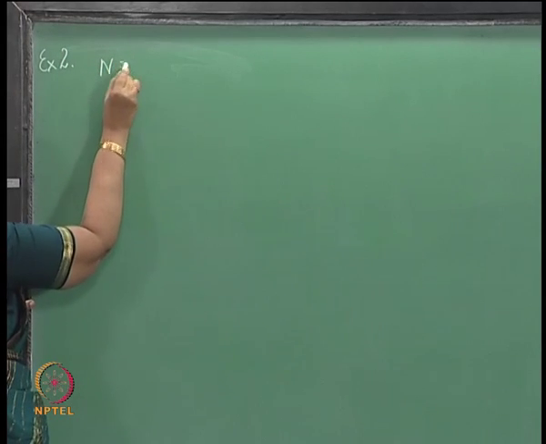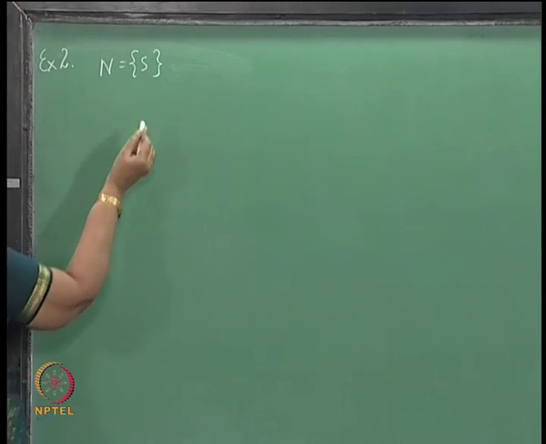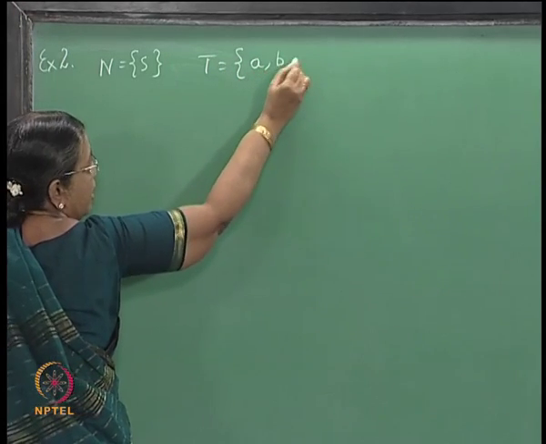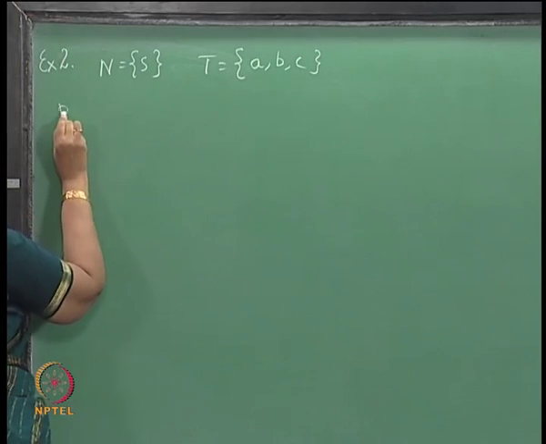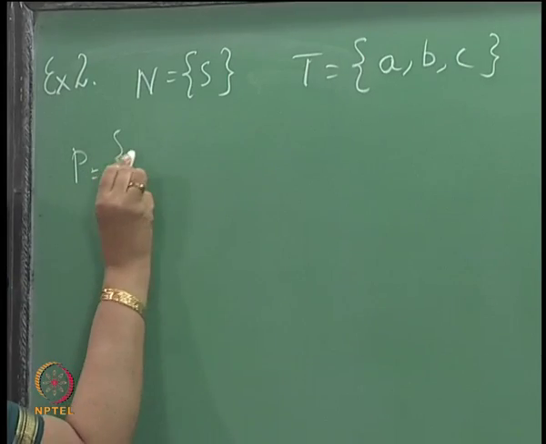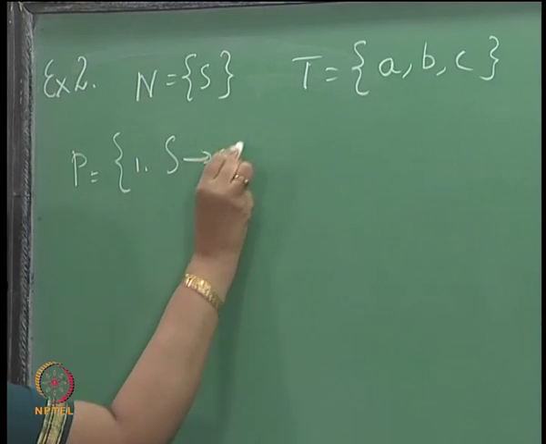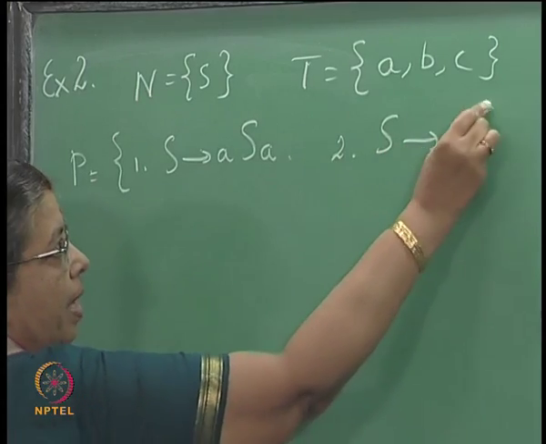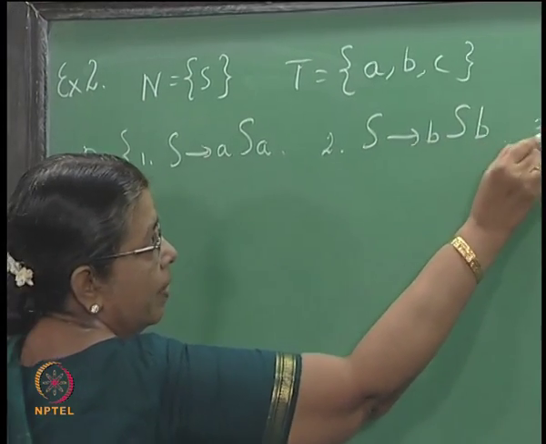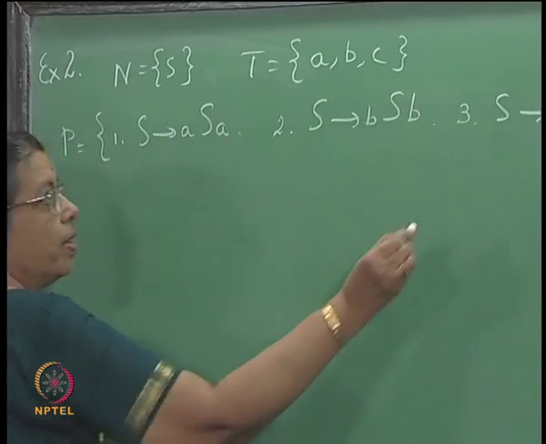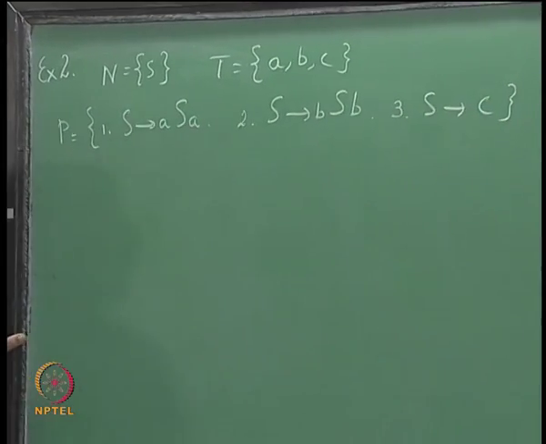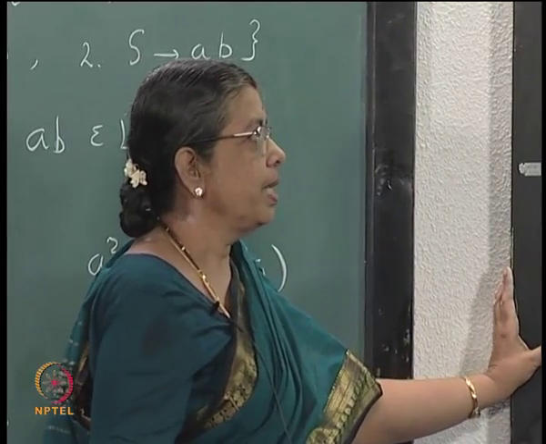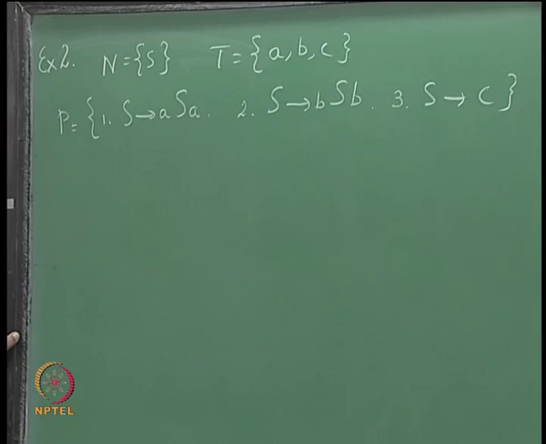Here again there is only one non-terminal S, which happens to be the start symbol. There are 3 terminal symbols A, B, C, and the production rules are: S goes to A S A. Second rule is S goes to B S B. Third rule is S goes to C. There are 3 rules now: S goes to A S A, S goes to B S B, and S goes to C.